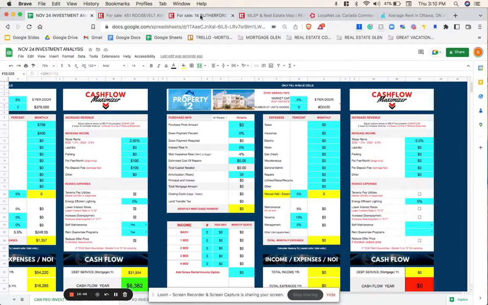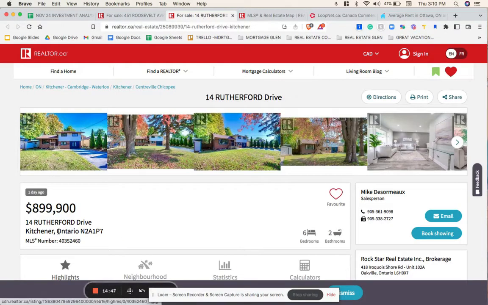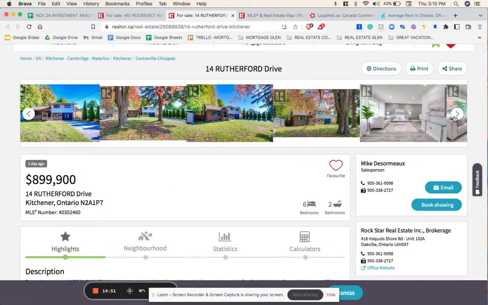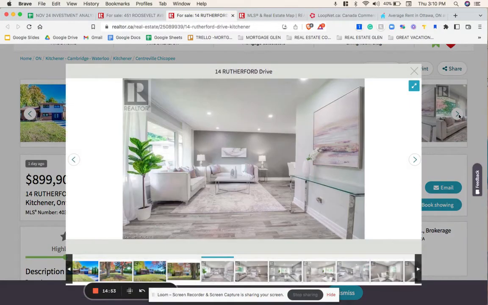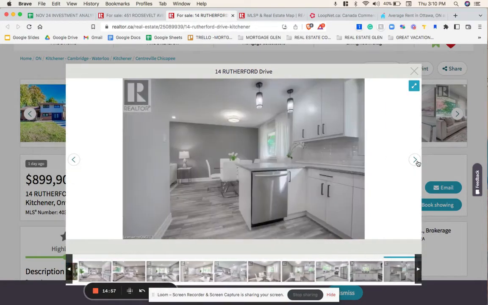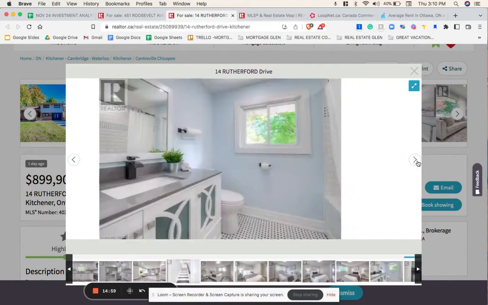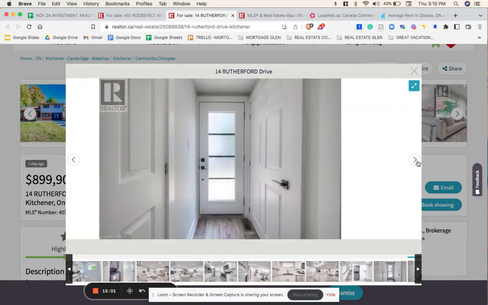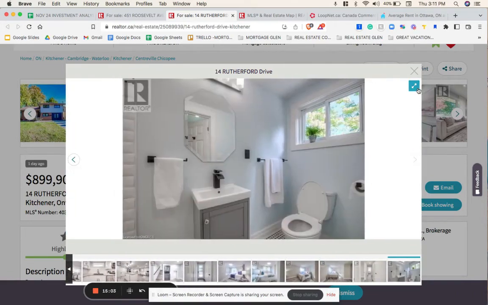All right. So we found another property here. This is in Kitchener, Ontario. It's another property. It's actually pretty nice. Just scroll through the pictures a little bit. It's not your traditional rental property, but it's beautiful actually. It's really nice. Just scroll through this quickly. See that? It's really nice. So what we're gonna do is this.